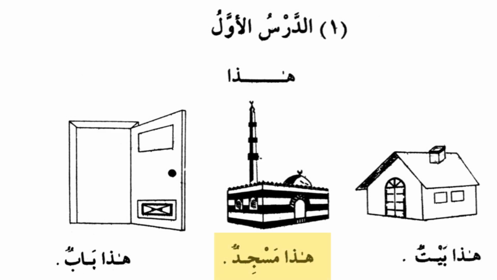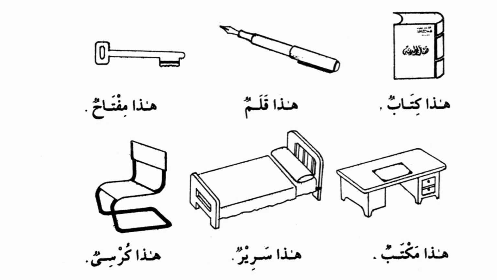Next is hadha masjidun. Masjid means mosque or you can say masjid. So hadha masjidun translated as this is a mosque or this is a masjid. Hadha babun. Babun, bab means a door. So hadha babun, this is a door. Hadha kitabun. This is a book. Kitabun means a book. Hadha qalamun. This is a pen. Qalamun means a pen. Hadha miftahun. Miftahun means a key. So hadha miftahun means this is a key.